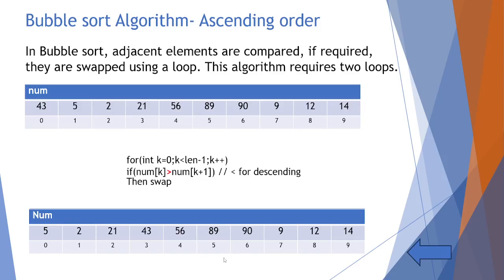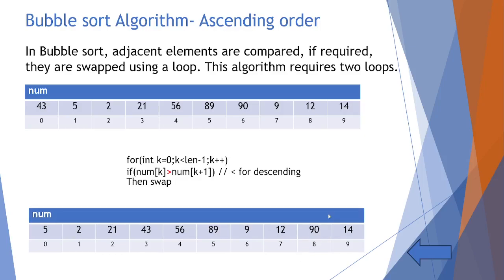Is 89 greater than 90? No swapping. Is 90 greater than 9? Yes, so swap. Is 90 greater than 12? Yes, swap. 90 greater than 14? Swap. So k is less than len minus 1. Whatever len is, len minus 1 is 9. Less than means 8. So till 8 it tries to swap.